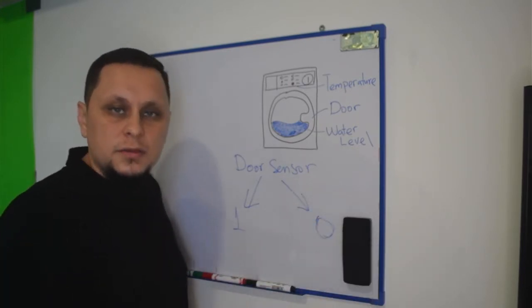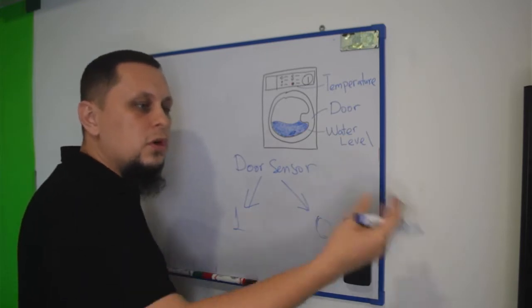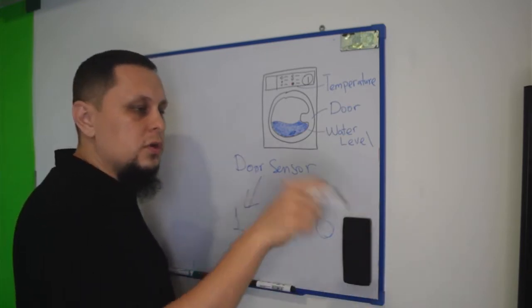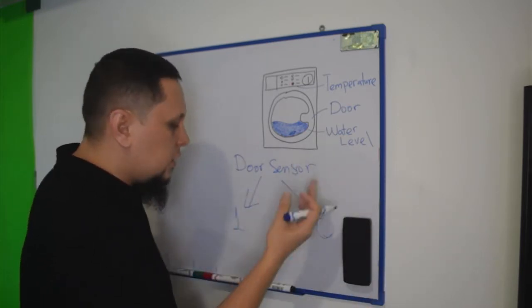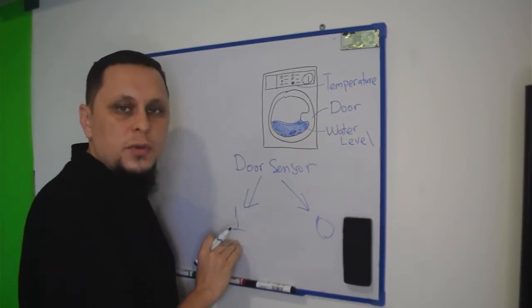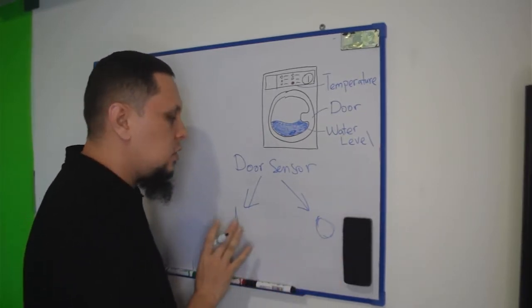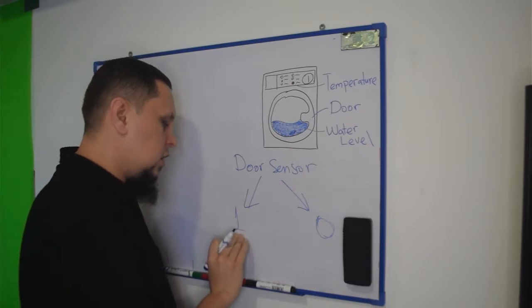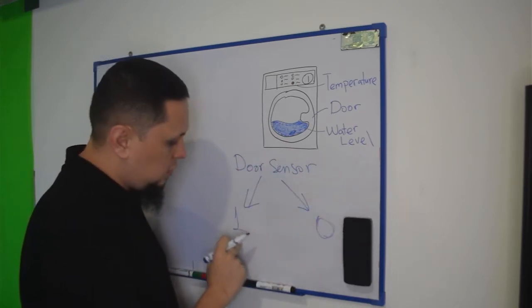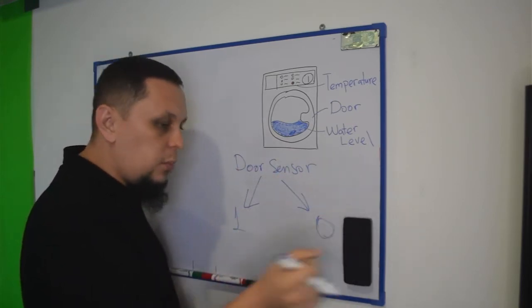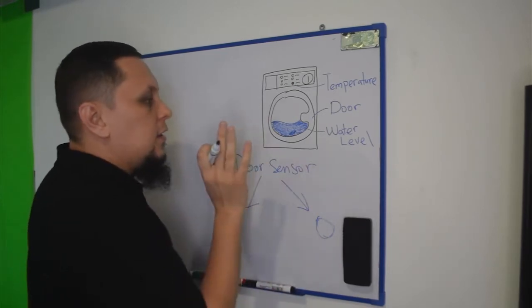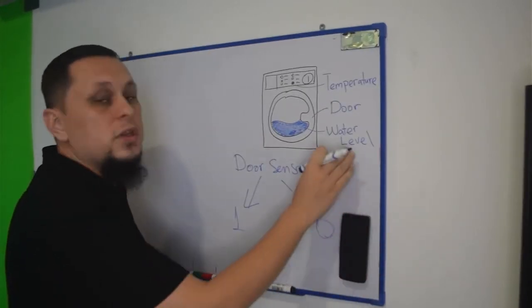or unlocked. When you, for example, go to the laundromat and drop the coin, the first thing you have to make sure is that the door is locked. When the door is locked, this sensor will return high or 1, and when it's open, it will return 0. The next sensor that we have is the water level.